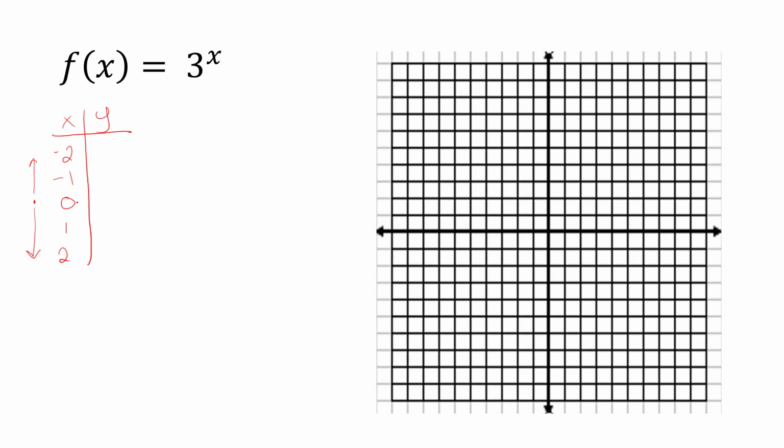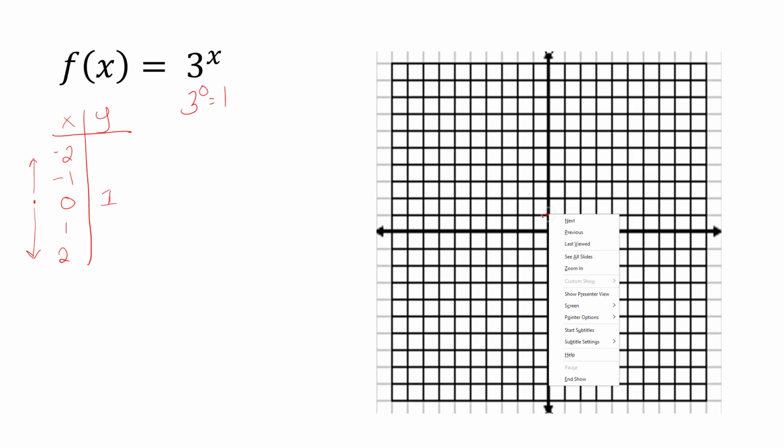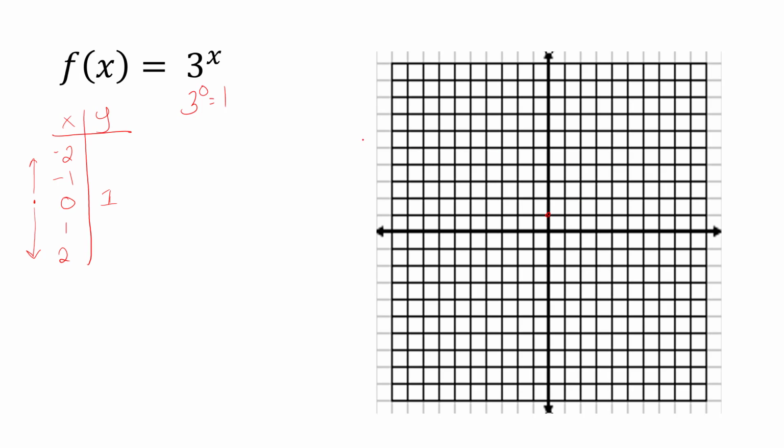The reason why I start with 0 is because when we plug in 0, 3 to the 0th power equals 1. Anything to the 0th power equals 1. So that becomes an easy ordered pair to identify: 0, 1. All right, let's plug in the next ordered pair. 3 to the first power is 3. So we have an ordered pair, 1, 3.